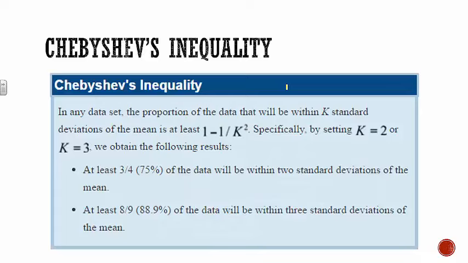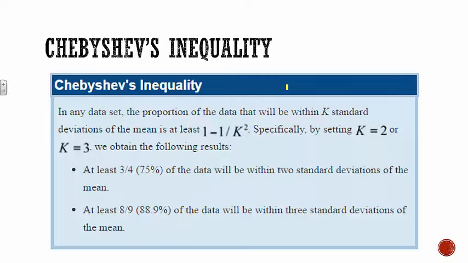Now we have another way of calculating, very similar to the empirical rule, which is Chebyshev's inequality. Basically what that says is it's telling you the proportion of the data that will be within 1, 2, 3 standard deviations of your mean. And so the difference is it's more of a loose way of figuring out how much of your data will be within however many standard deviations from your mean.